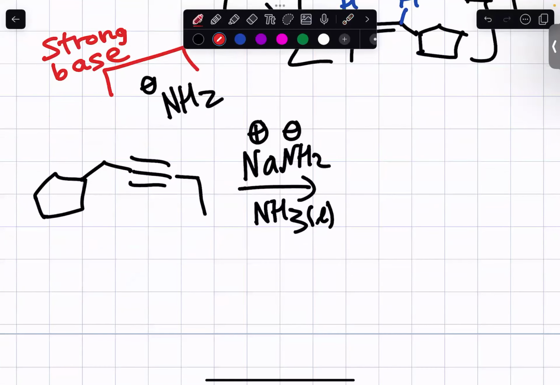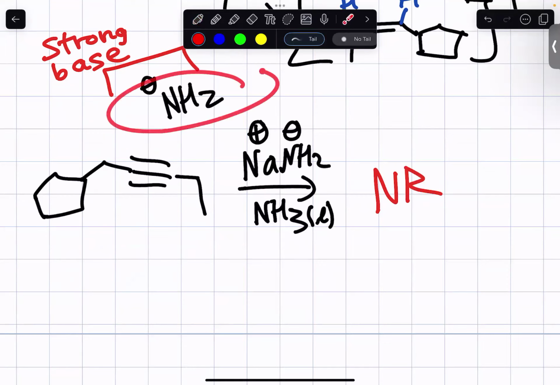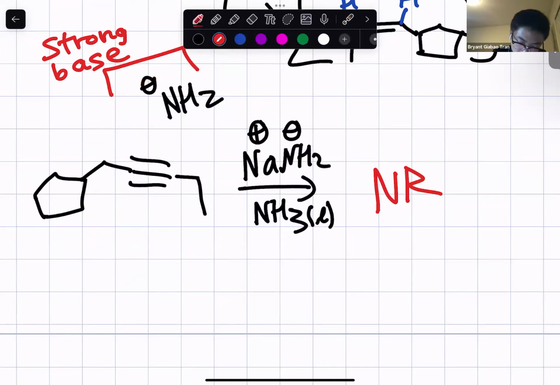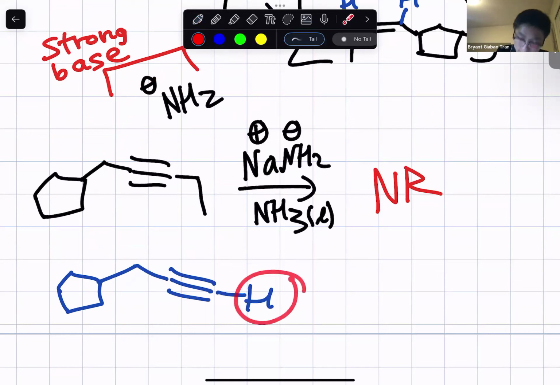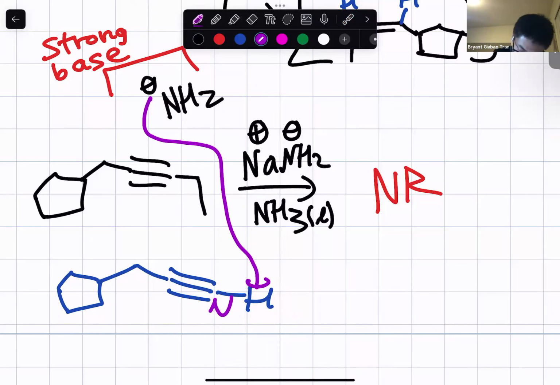Okay, so I should just remember that the NH2 goes for acidic hydrogens, such as the terminal alkyne hydrogen here. This sp C-H hydrogen is acidic enough for this NH2 minus to react and give that carbon a negative charge. Okay. Then there would be a reaction.